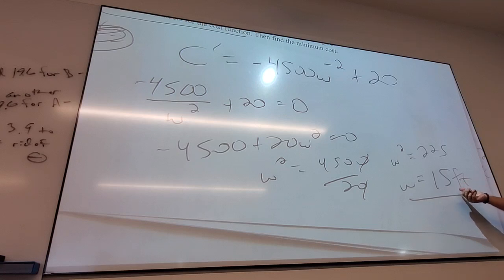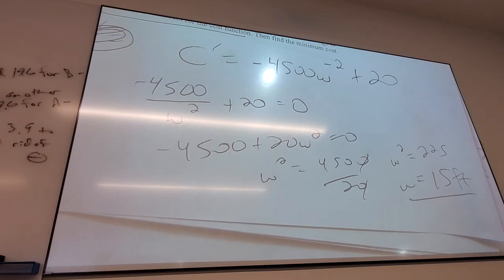So I need a minimum cost, correct? So I gotta make sure this actually makes it a minimum, not a maximum. That would suck. If I'm in a job and I tell my boss the width is 15 feet and then it's a maximum cost, I'm probably not gonna have that job anymore. It's like you had one job, Jeff. What the heck?